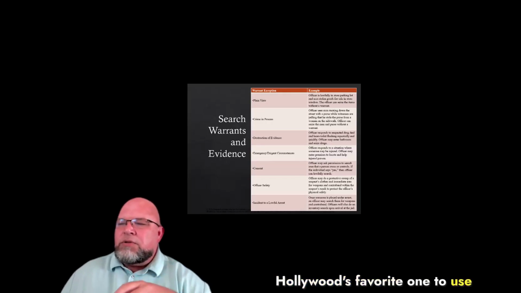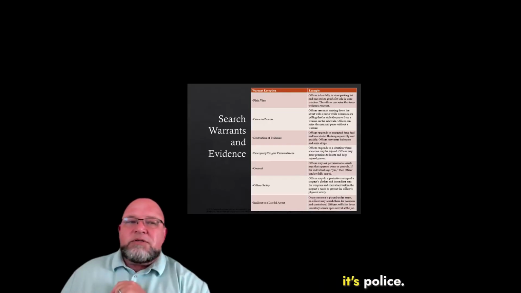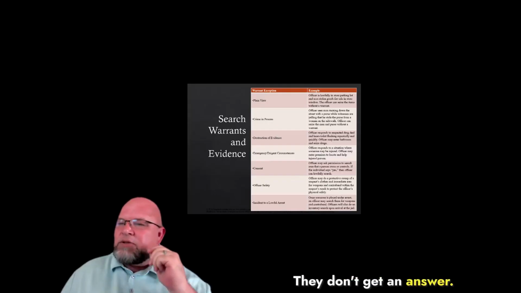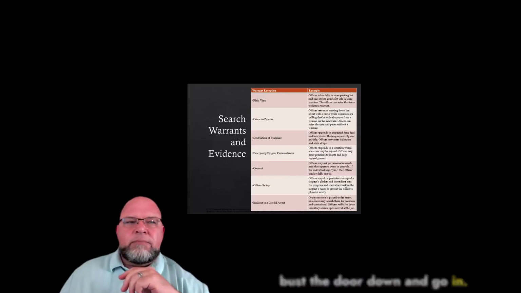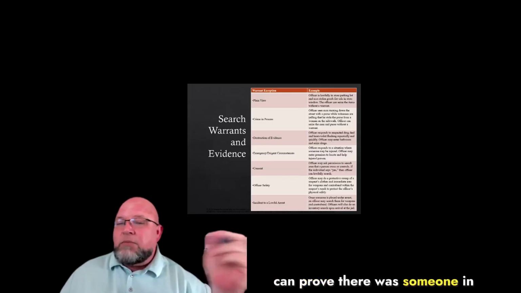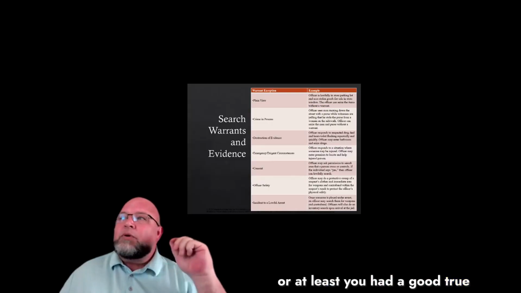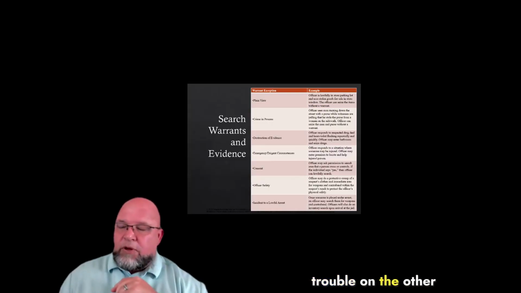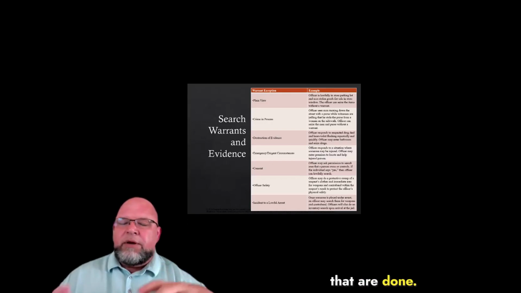Hollywood's favorite one to use every time you watch a cop show is the emergency or exigent circumstances. The knock on the door, it's police. They don't get an answer. They go, "Oh, do you hear someone crying out for help in that room?" And they bust the door down and go in. Real life, you need to make sure that you can prove there was someone in trouble on the other side of that room, or at least you had a good, true belief that someone was in trouble on the other side of that door. So things like officer safety, incidents to a lawful arrest, those are searches that are done.